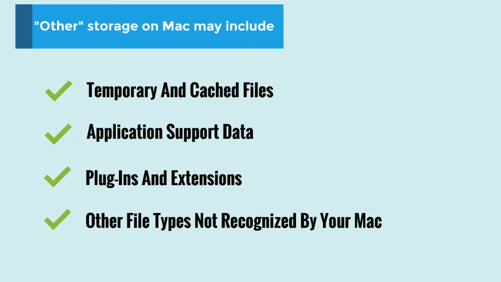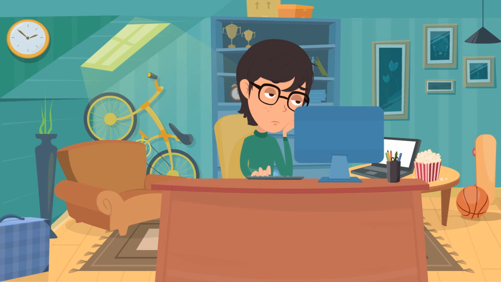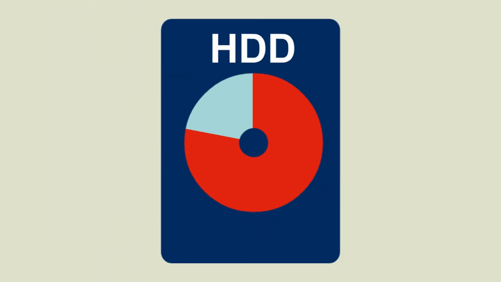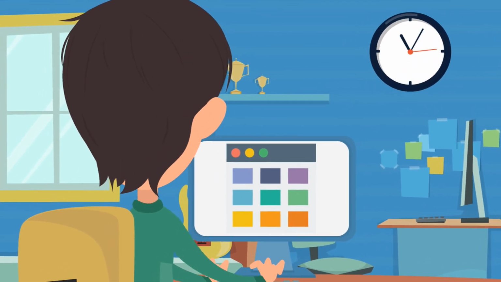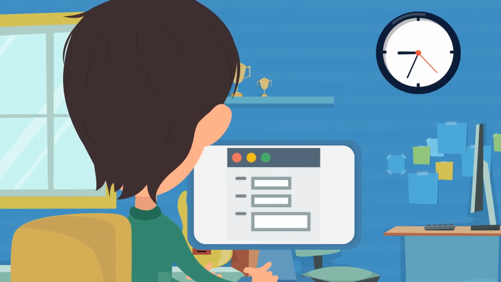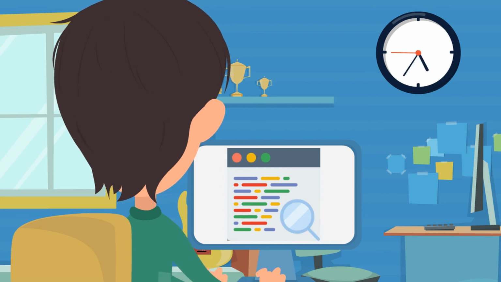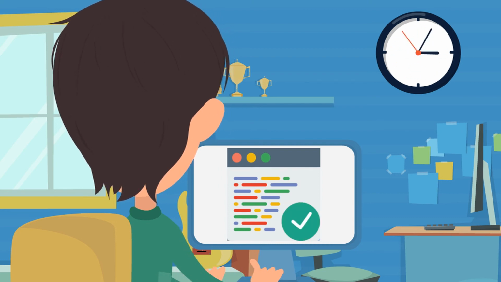Now that we've figured out what other storage is, let's see how to reduce the space it takes up on the hard drive. If you've got all the time in the world, you can manually search for and delete dozens, if not hundreds of files one by one. Yet, this does not guarantee that you'll find and remove everything that should be removed.